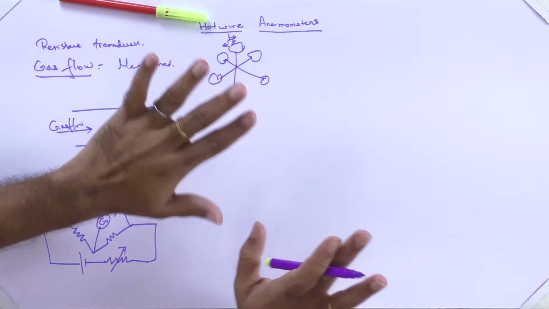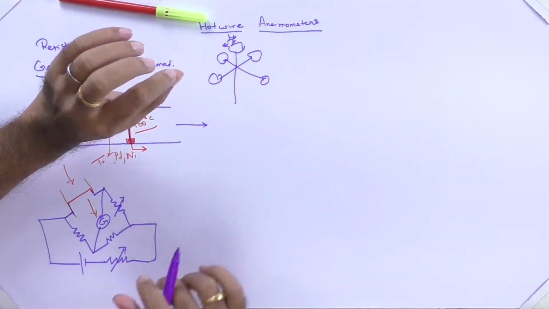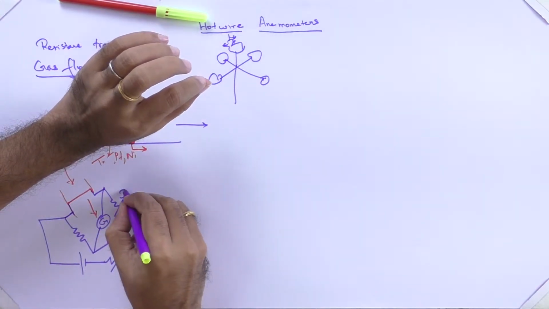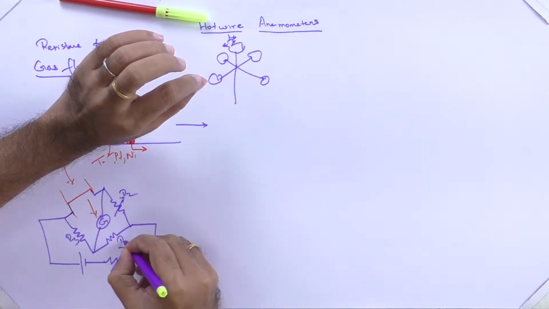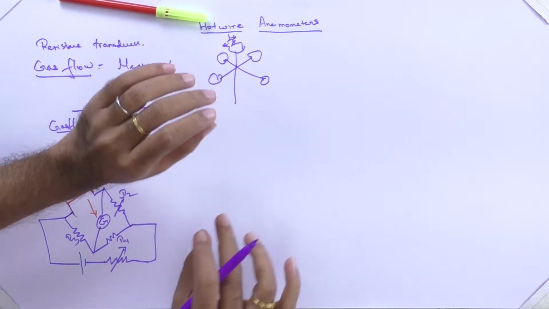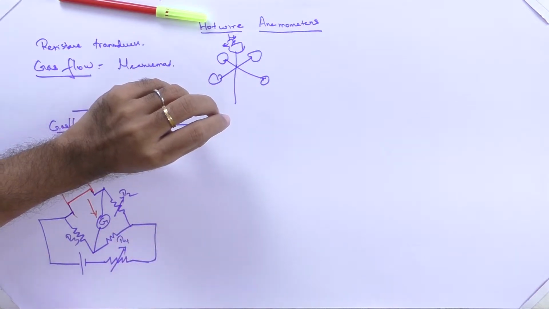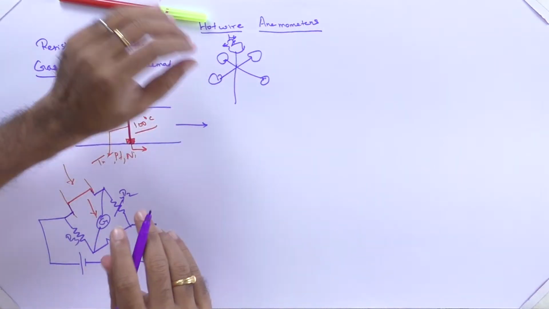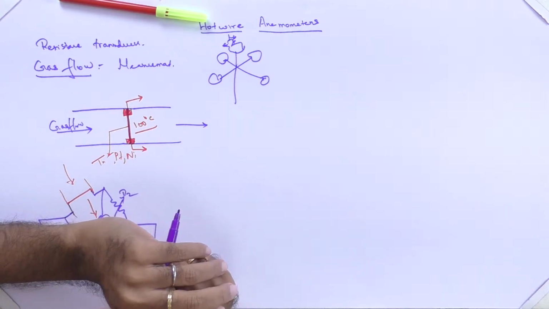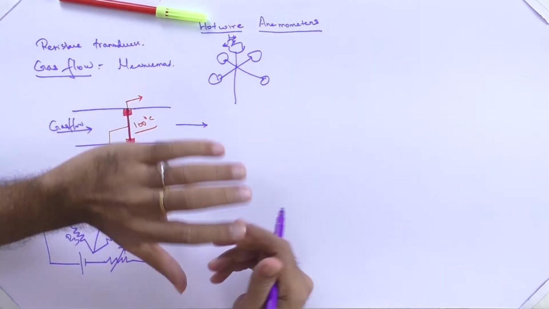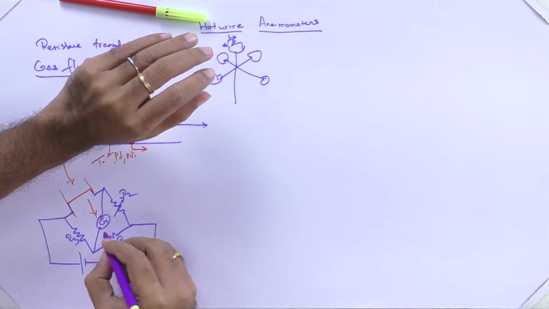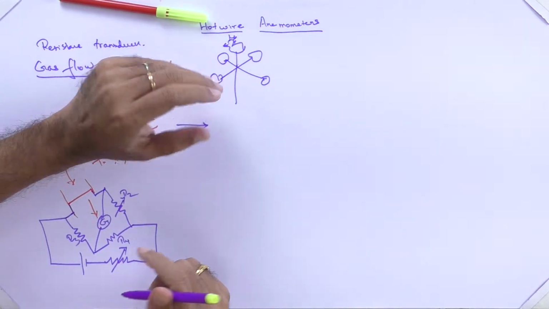you will first adjust the resistance over here and then bring the galvanometer to a zero deflection, and then when there is going to be a change of gas flow, that will create a resistance change, and it will produce the voltage change. That is what is going to happen here. Now you very well understand the basic principle. That is the temperature coefficient of resistance change.